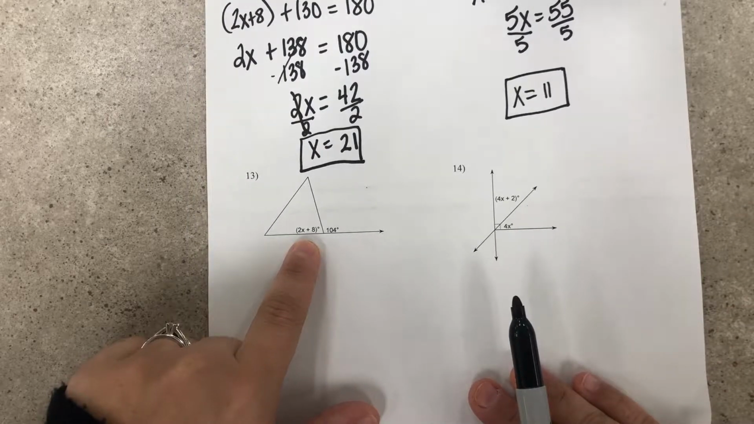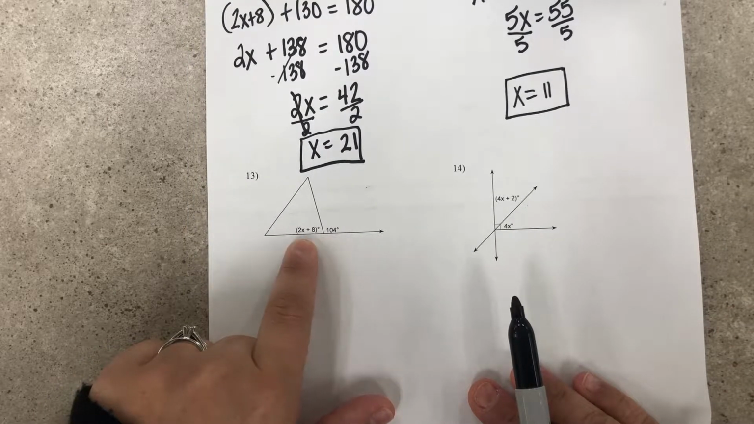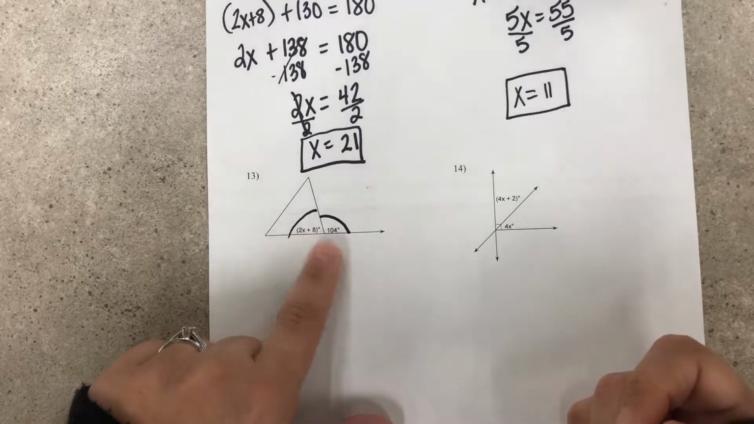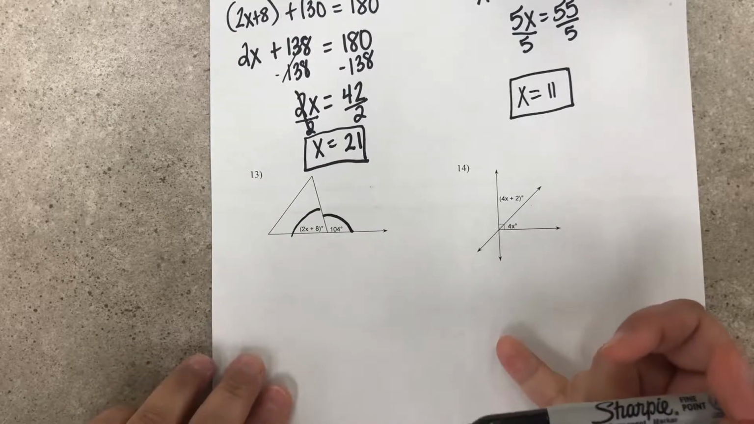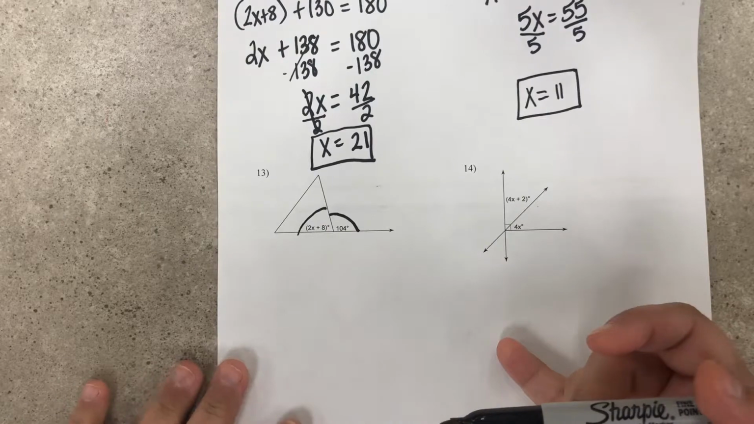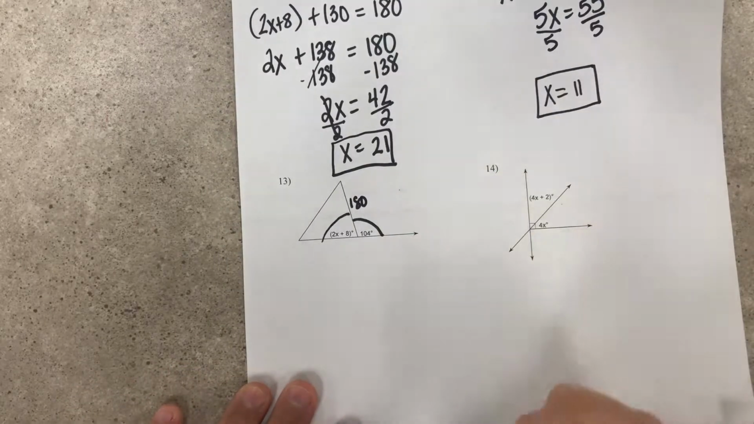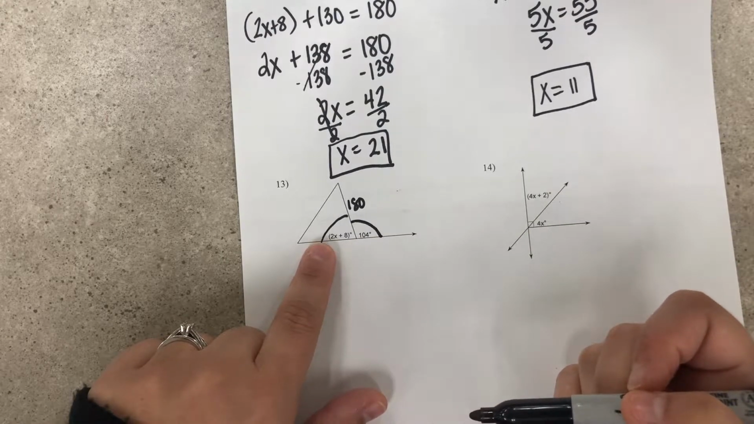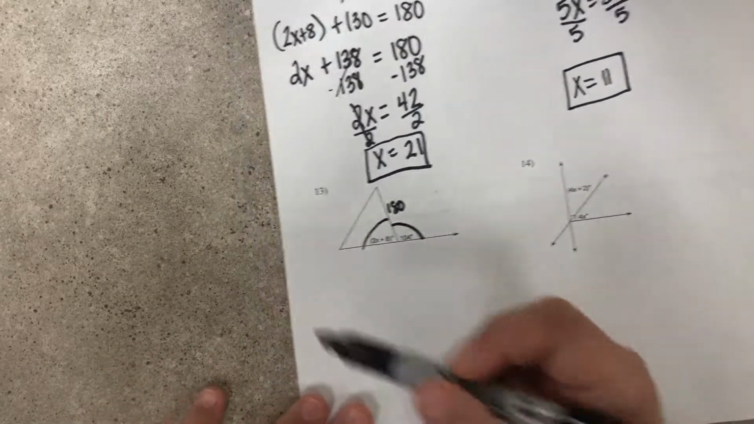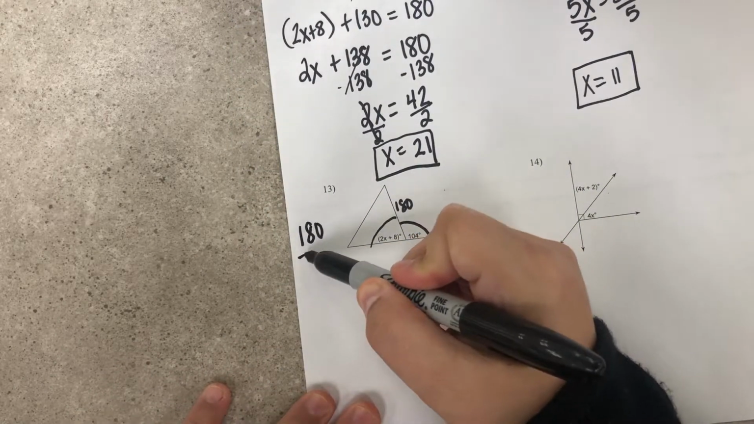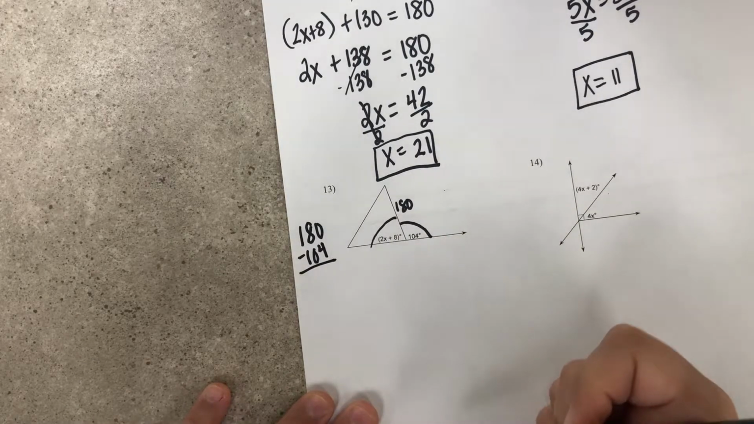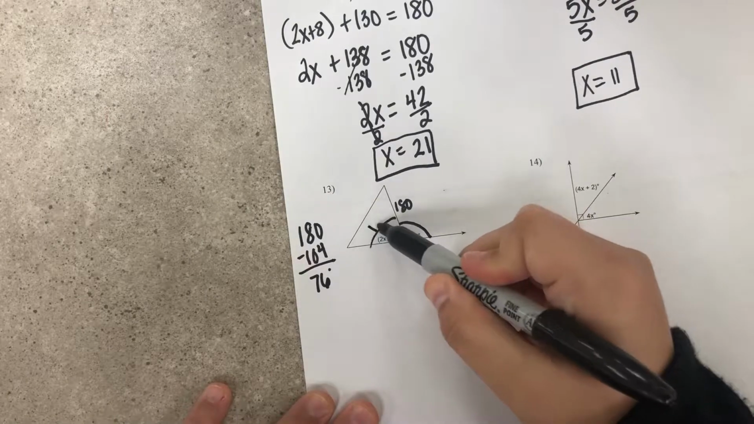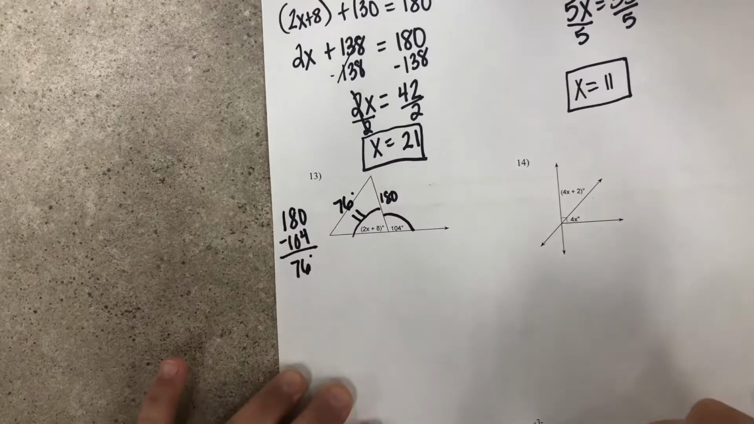So for this one, I know these 2 angles, you can see 2x plus 8 and then 104. Those 2 angles give us a straight line, right? They create a straight line, so they're going to add up to 180 degrees all together. So if this side right here is 104 degrees, what does this side over here have to equal? Well, again, we can do 180 minus 104, and that gives us 76 degrees. So this side over here is going to be equal to 76 degrees.